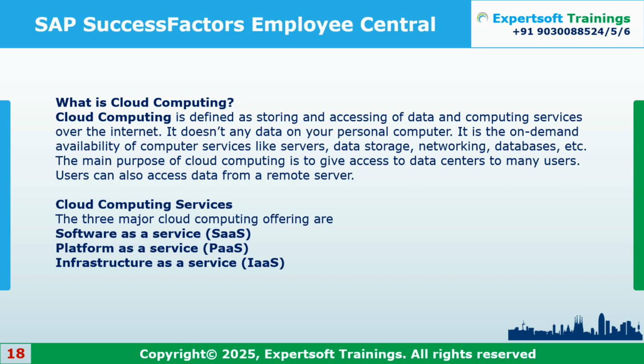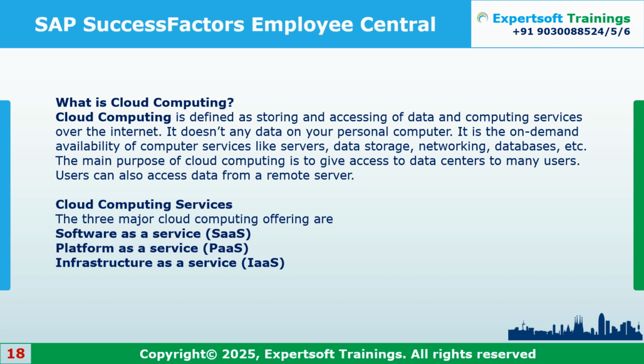We can access our data from a remote location. The data, wherever it is stored, is kept in a place called a data center. A data center is a place where we have a group of servers, right? So we can access the data anywhere across the globe. Cloud computing is defined as storing and accessing data and computing services over the internet. It doesn't store any data on your personal computer. It is on-demand availability of computer services like servers, data storage, networking, databases, etc. The main purpose of cloud computing is to give access to data centers to many users. Users can also access data from a remote server.